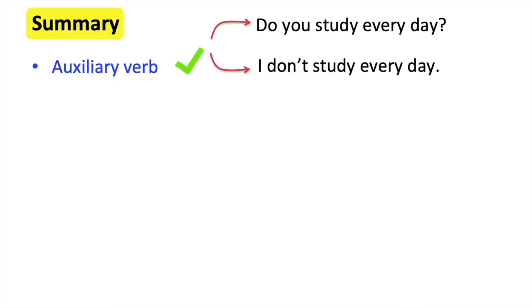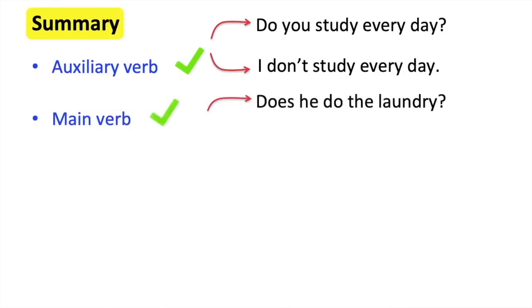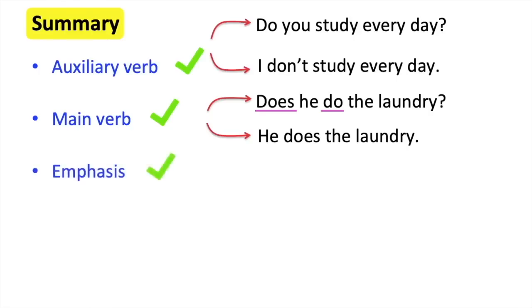Do, does, and did can also be used as a main verb in a sentence. For example, does he do the laundry? He does the laundry. As you can see in these examples, there are two forms of the verb do in the question. The first form, does, is used as a helping verb, and the second form, do, is used as the main verb. Do, does, and did can also be used to emphasize a point.